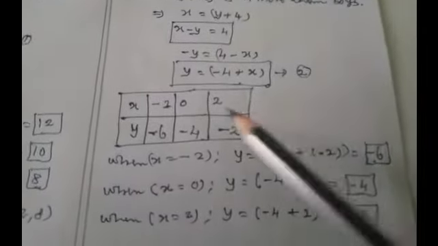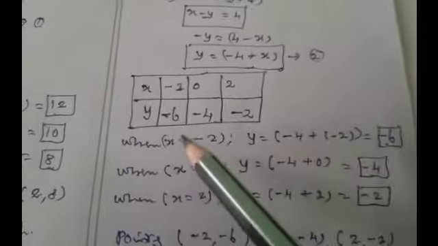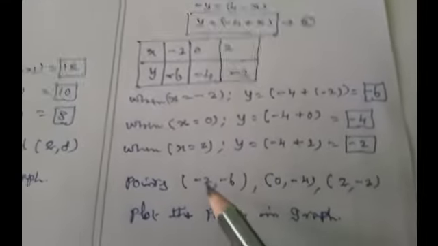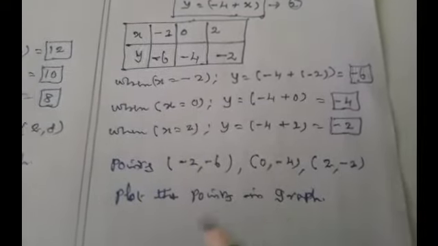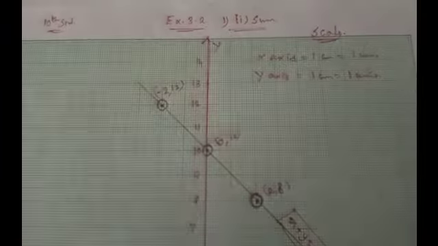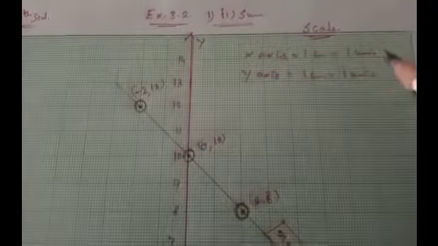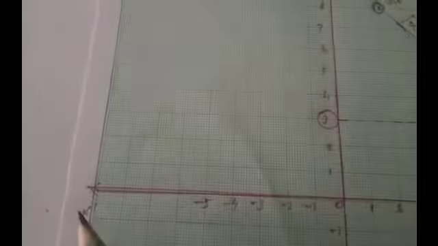Similarly for the second equation, 0, plus 2, minus 2, and we have to substitute the values over here and we will be getting the points as minus 2 comma minus 6, 0 comma minus 4 and 2 comma minus 2, and we have to plot the points on the graph. Now when you come over to the graph, first we have to draw the x-axis and y-axis. Mention the names as x, x dash and y, y dash.